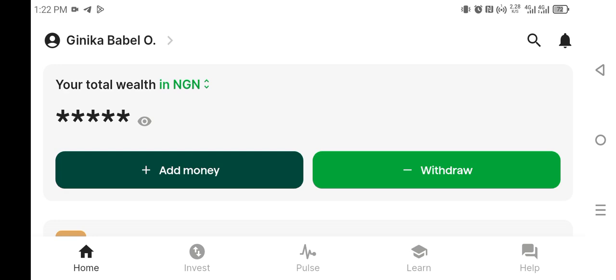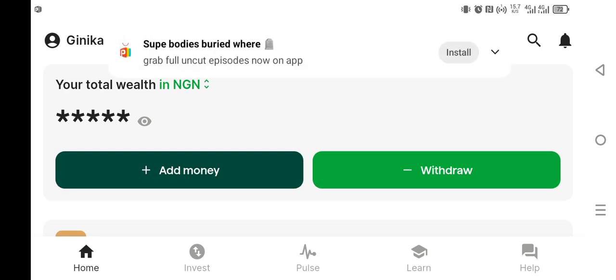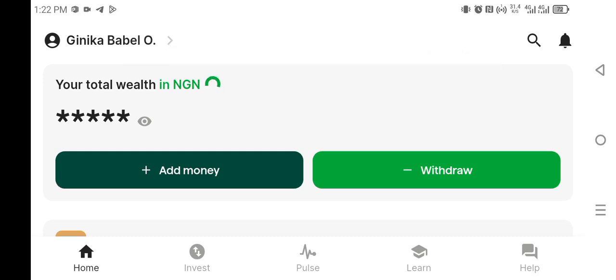If you're buying a Nigerian stock, the balance of all the Nigerian stock you have is displayed here. And then if you're investing in US stock, it will also show the balance of the US stock you have. Then this is where you add money. This is where you withdraw. You can see add money, you can see withdraw.